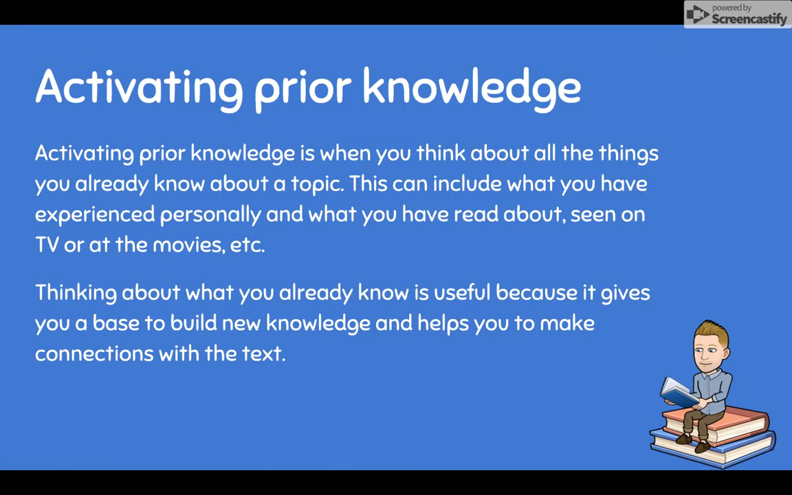So, what does it mean to activate your prior knowledge? Activating prior knowledge is when you think about all the things you already know about a topic. This can include what you have experienced personally and what you have read about or seen on TV or in a movie, etc. Thinking about what you already know is useful because it gives you a base to build new knowledge on and helps you to make connections with what it is you're reading.